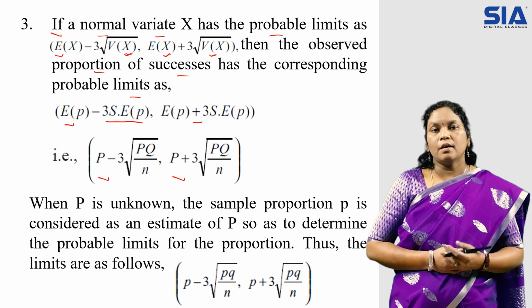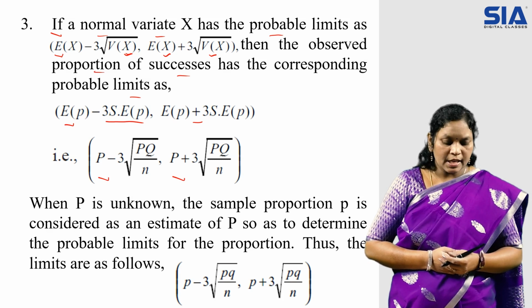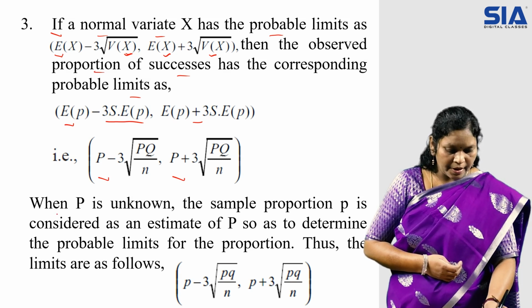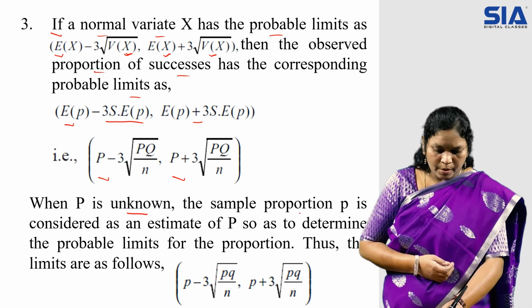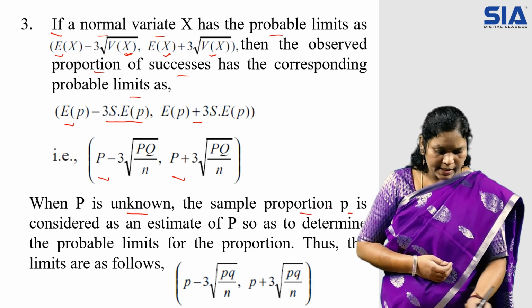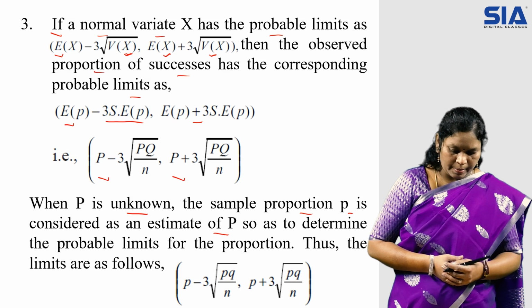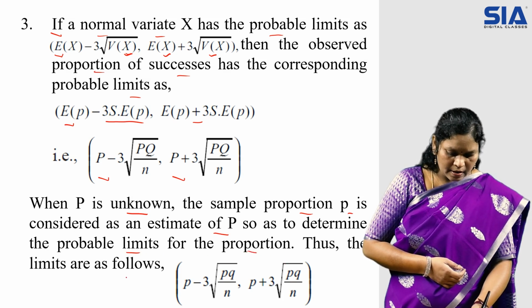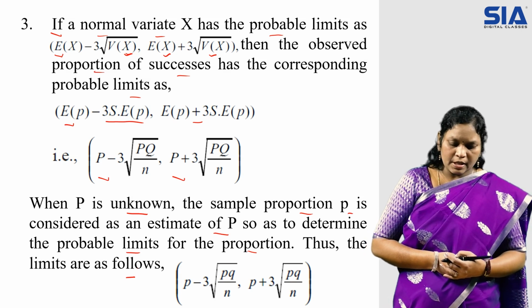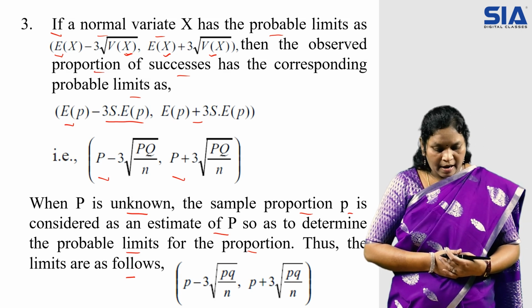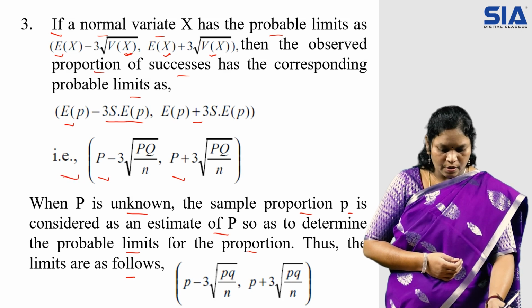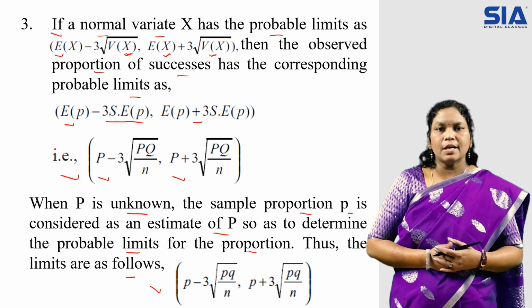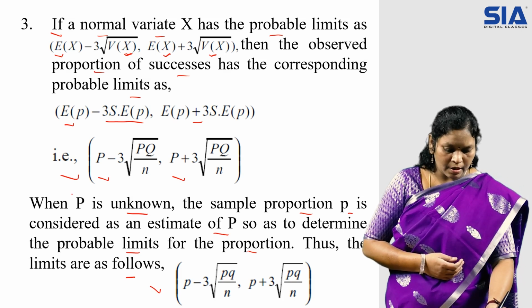So with the mean and standard error substituted, I have got the values. Now let us explain further. When P is unknown, the sample proportion, small p, is considered as an estimate of capital P so as to determine the probable limits of the proportion. Thus, the limits are as follows. Whenever capital P is unknown, we consider the same formula for the limits but with the sample proportion, because capital P is unknown.